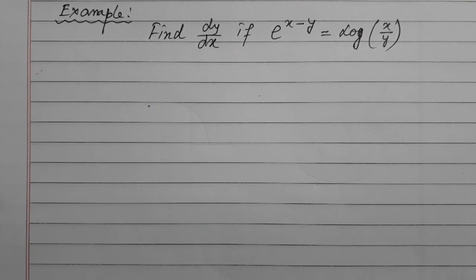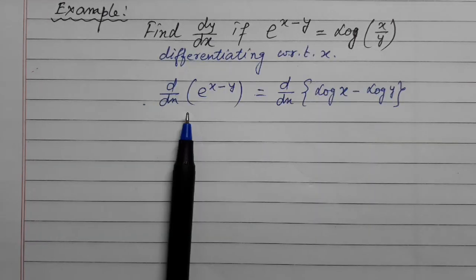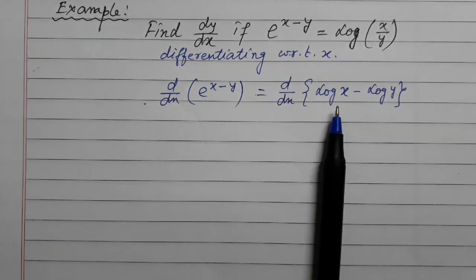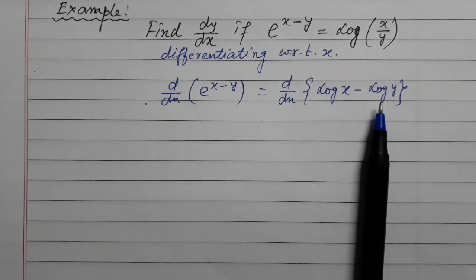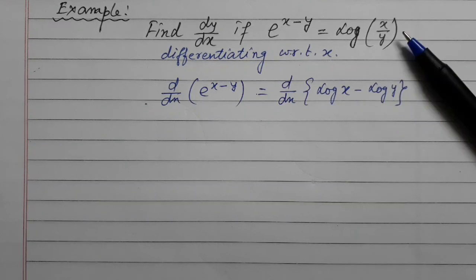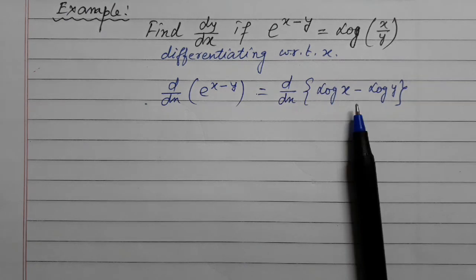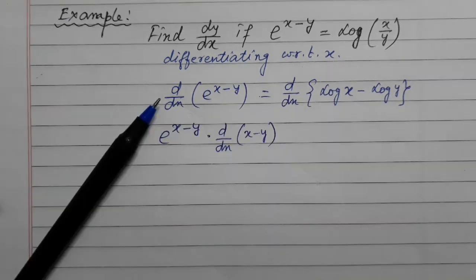Here we will differentiate both sides of this relation with respect to x. So we can write d/dx of e to the power x minus y equals d/dx of log x minus log y, since we know log of x by y equals log x minus log y. Now again we need to apply the chain rule to differentiate the left hand side.